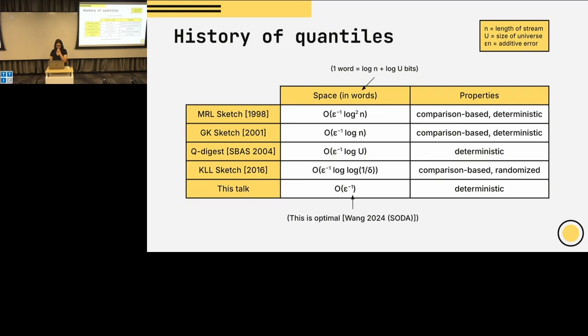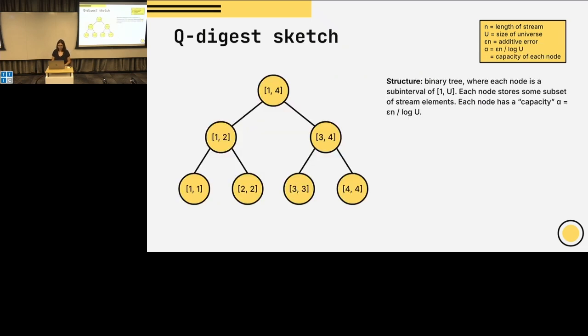I was going to say one more thing that I forgot. Okay, I guess I'll just start talking about the Q-digest sketch then. Just to recall our goal, the goal of the Q-digest sketch is we're going to receive some numbers x1 through xn, and then at the end of the stream, we want to be able to receive a query x and output the rank of the element x.